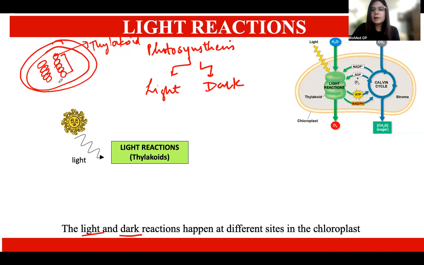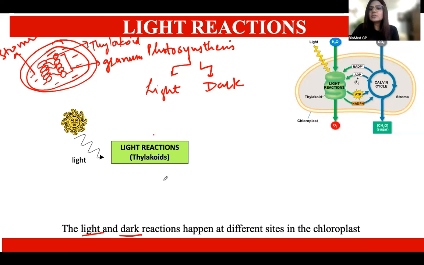And when these thylakoids stack onto each other, they are collectively known as the granum. And all the grana are connected to each other through lamella. And the empty space which is present in the chloroplast is filled with the fluid which is known as the stroma.